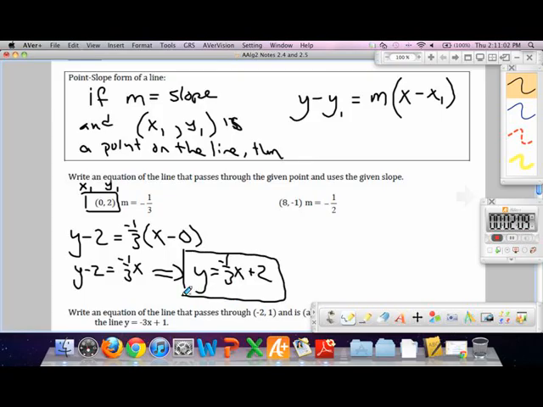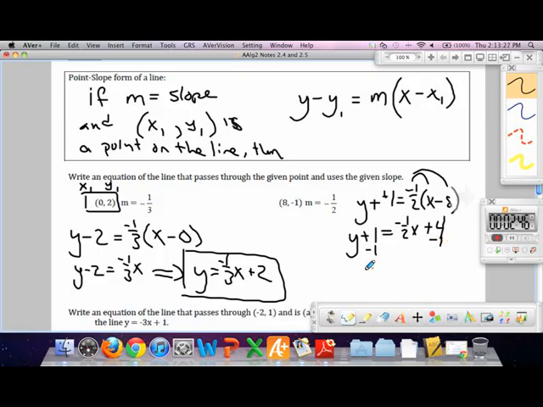Y minus negative 1 is equal to negative 1/2 of x minus 8. Minus the negative 1 is y plus 1. Minus y1, if y1's negative, I'm going to subtract a negative, which is plus a positive. And I'll distribute this negative 1/2, and I'll end up with y plus 1 is equal to negative 1/2 of x plus 4. Subtract 1. And the slope-intercept form of this line would be negative 1/2 of x plus 3.